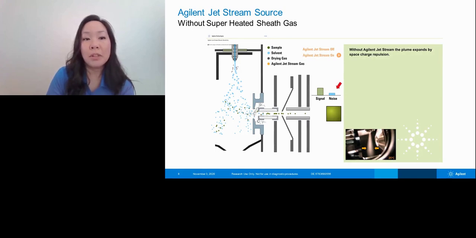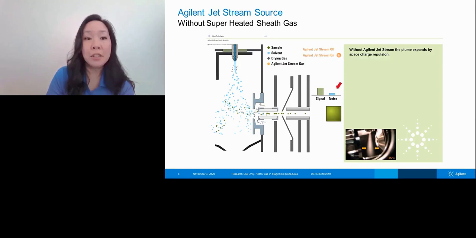So you can see where the spray is wider, and you can see more of your sample along with the solvent does get entered into the mass spec itself. So you have an increase in noise. And in here you can see, this is a picture from the Agilent JetStream application note where you can see the spray starting at 25 degrees C.